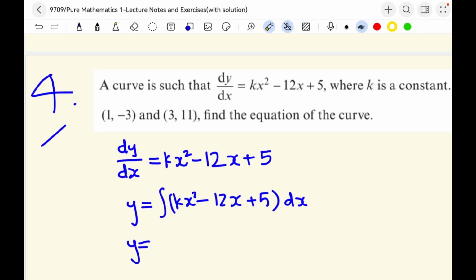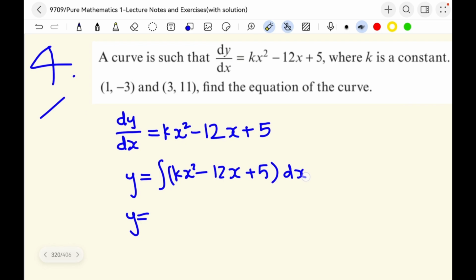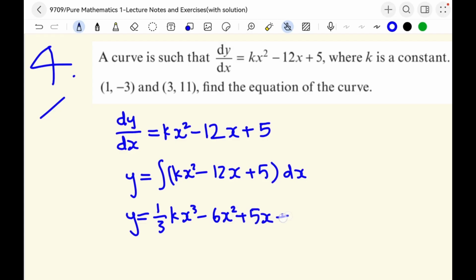Remember to put the log sign because it's very useful for the method marks. Alright? So this is 1 over 3 kx cubed. This is 6x squared plus 5x. And don't forget the plus c.